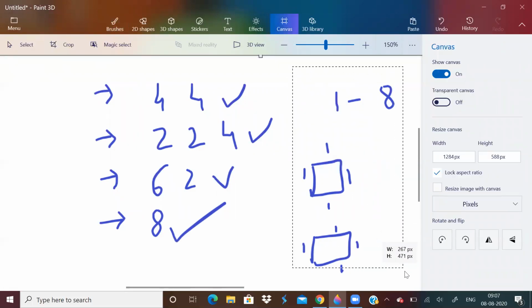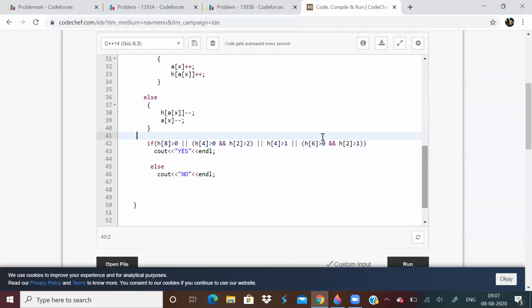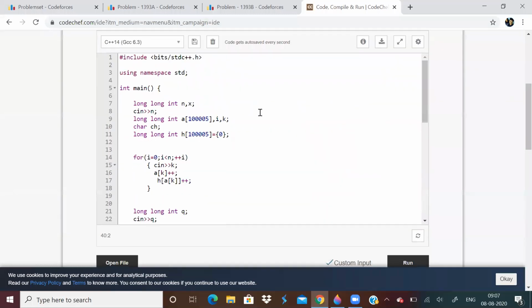So I hope you're getting a rough idea as to how you can approach the problem. I hope you're able to understand. So let us look at the code I wrote. I'll explain it line by line.